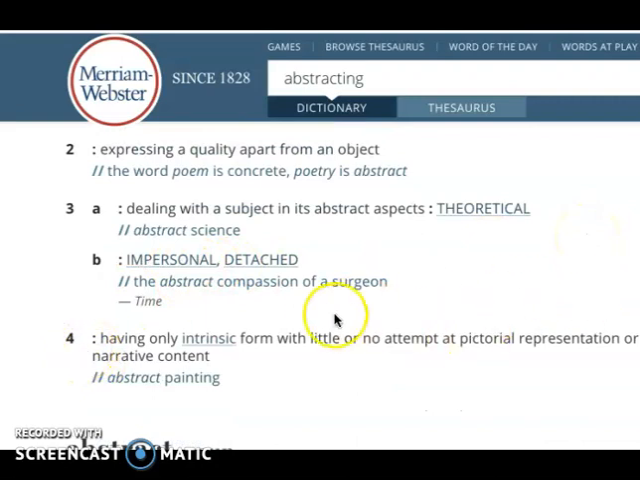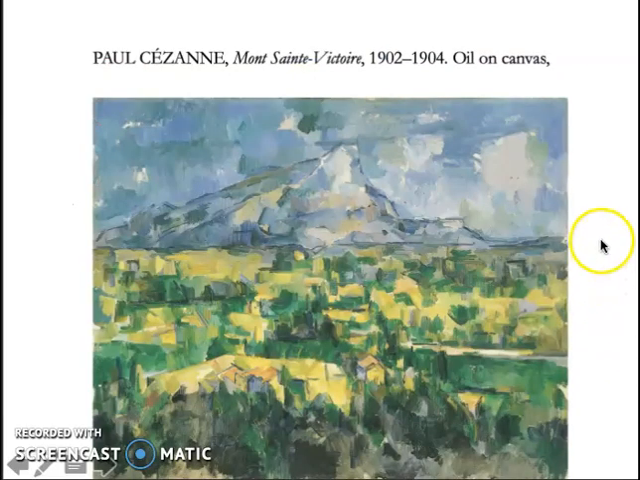And here we can see the definition that's reserved for art because of this time period we're studying: having only intrinsic form with little or no attempt at pictorial representation or narrative content. So less and less particulars, less and less concrete details, getting further and further away from narrative or pictorial representation. We will see that with Paul Cézanne. We can still recognize a mountain. We can infer that this green and yellow is some kind of a landscape, but we can hardly tell what is tree, what is building, except for a few strokes, daubs, touches of paint. We start to see the abstract qualities of the paint itself flickering across the surface.